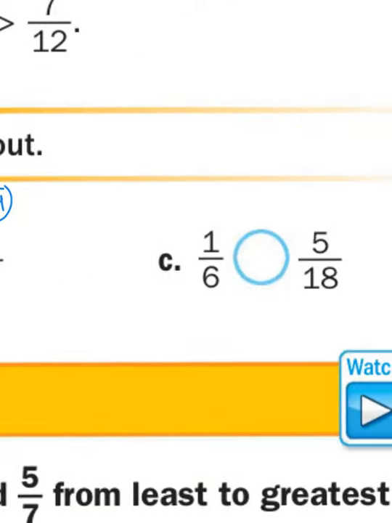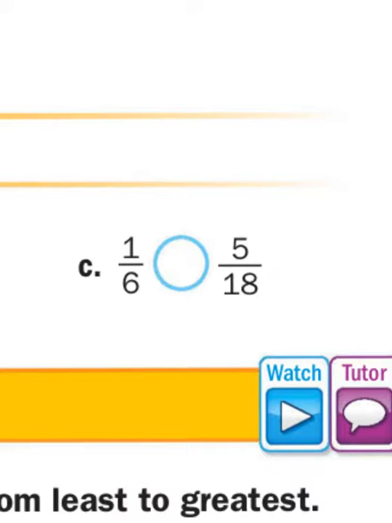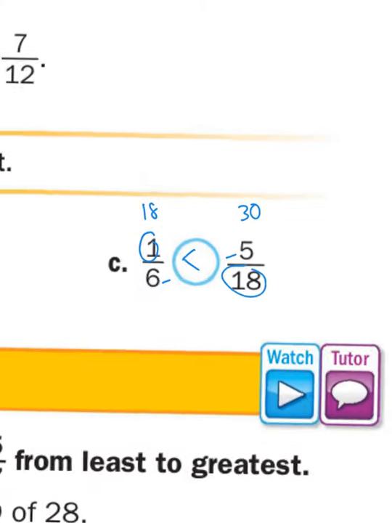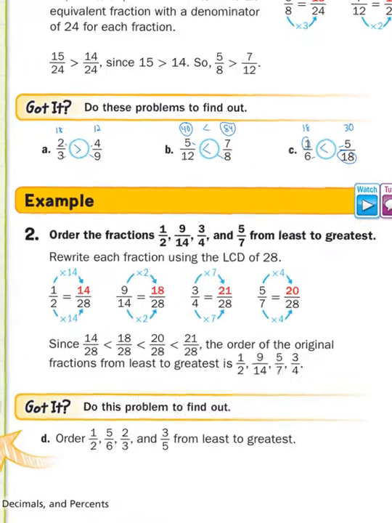And if I go over to C, so I do 1 times 18, and that's 18. Then I do 6 times 5 is 30. My answer is less than. All right, so that's how cross products works, and cross products is a great trick for comparing two fractions.